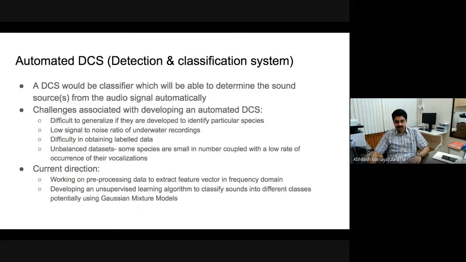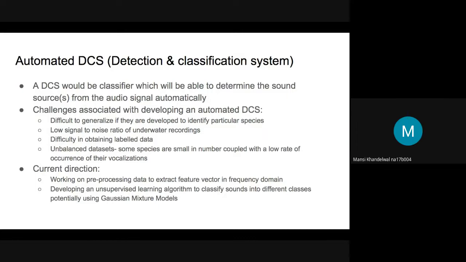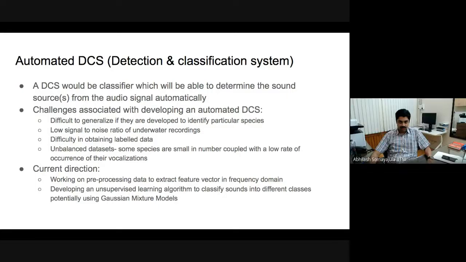So it will give you a soft classification of sorts. It says that the probability of this sound being from a whale is 90%, it being from a sea lion is 5%, or maybe it being from an otter is 2%, or something of that sort, isn't it? Yes, sir. Okay, all right. Other questions?